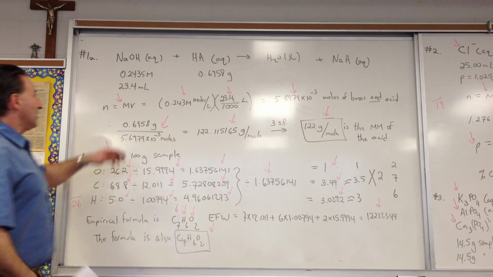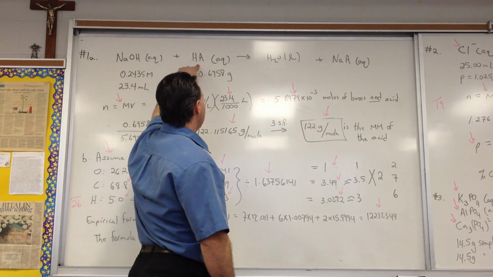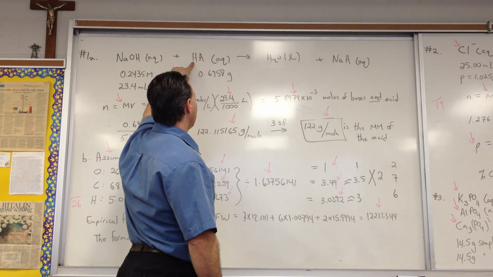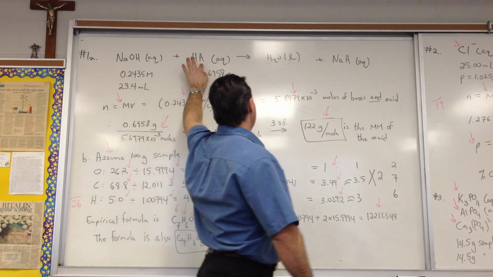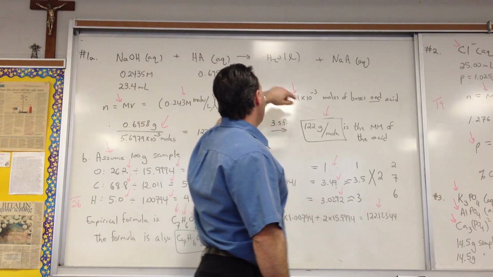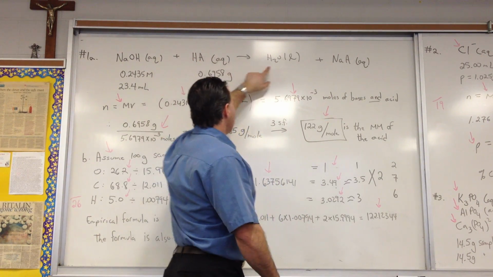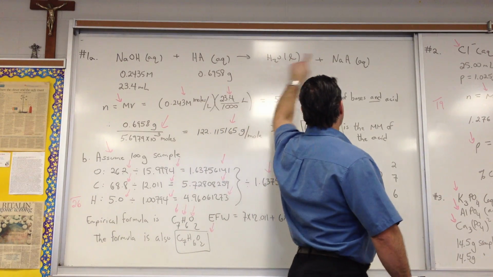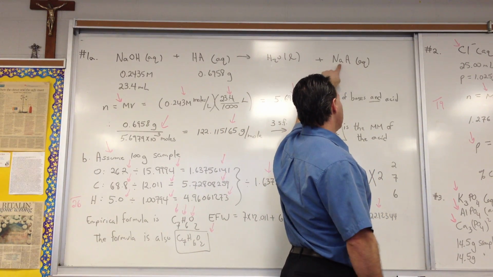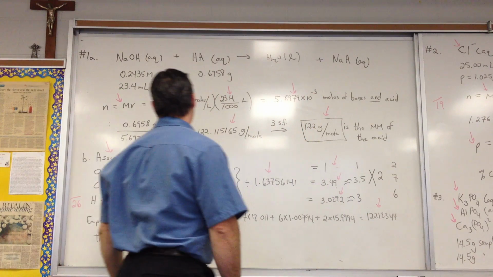So I began by writing the equation. Sodium hydroxide is titrating an unknown acid. Here's the proton that comes off the acid. The rest of the acid is going to be identified as A. When you get an acid-base reaction, you get water as one of the products, and the conjugate base of the acid plus the counter-ion that goes with it.